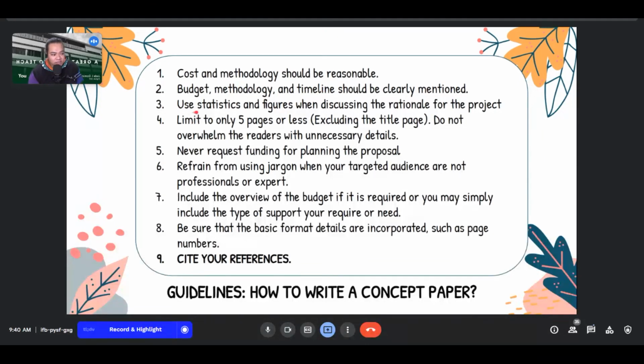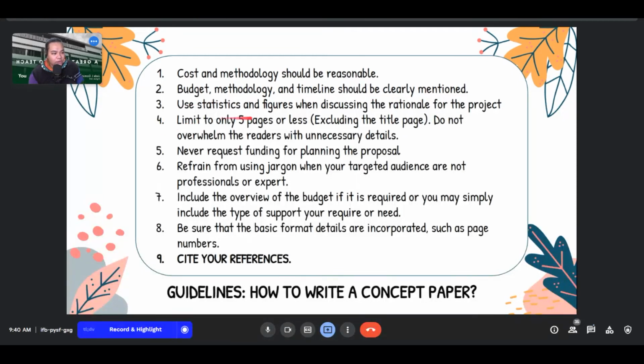Next, use statistics and figures when discussing the rationale of the project. In the rationale, we can use statistics and figures to back up our reasoning. We can also use this in the project description. So, we can use statistics and figures to back up the reasoning behind our concept paper. Again, evidence is very important.